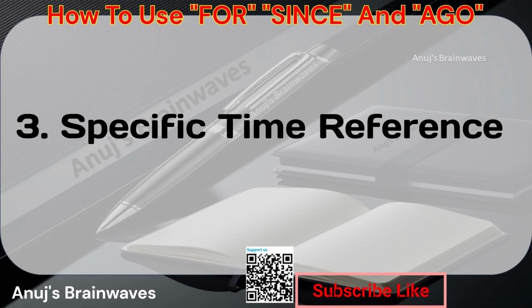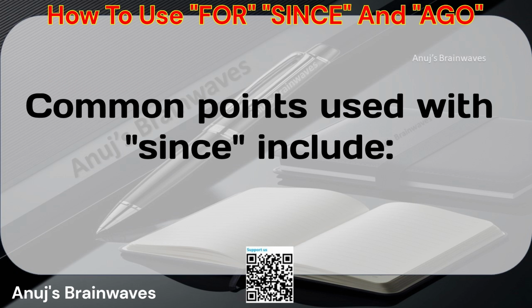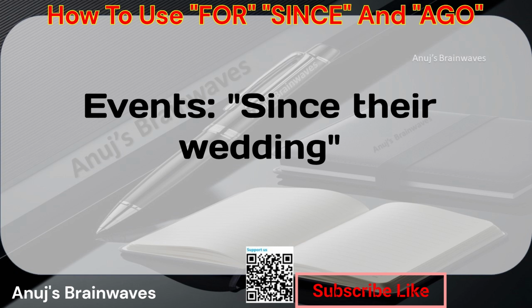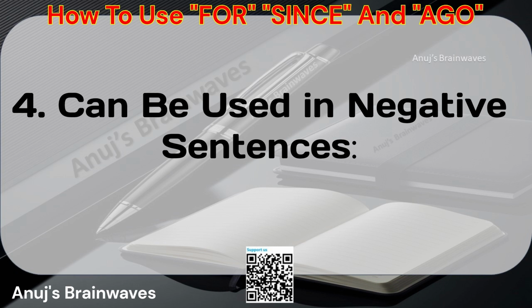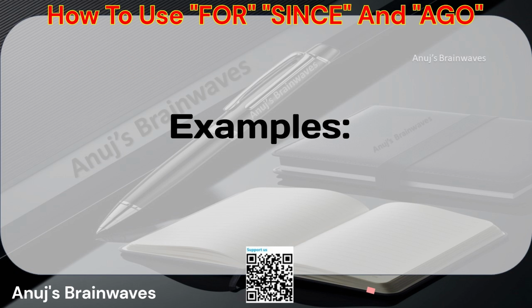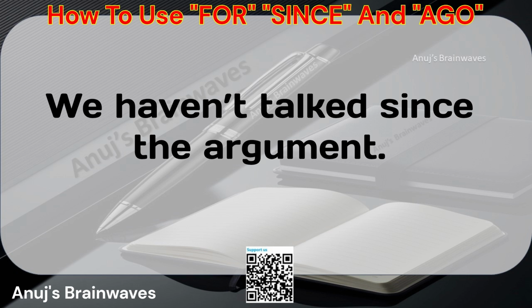3. Specific time reference. Since always refers to a specific point in the past, not a period. Common points used with since include dates, since 1999; events, since their wedding; times, since this morning. 4. Can be used in negative sentences. Since is often used to show when something last happened, especially in negative statements. Examples. I haven't seen him since last week. We haven't talked since the argument.